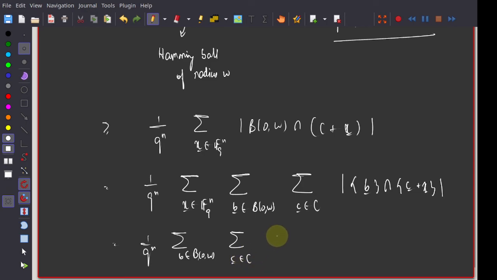b in c of summation over all x of this. Later b is equal to x. Since it is a field, it's a vector space, there is exactly one x for which b is equal to c. X is equal to b minus c. So this entire quantity is basically equal to, I'm taking one of this, summing over all c, summing over all b.